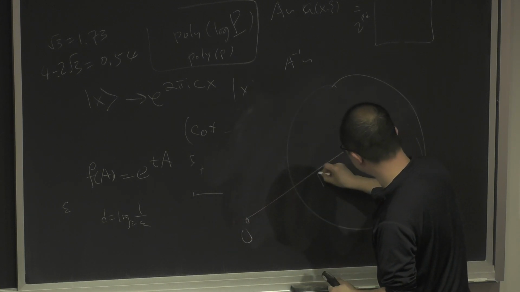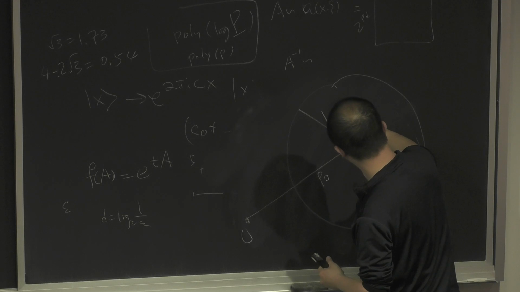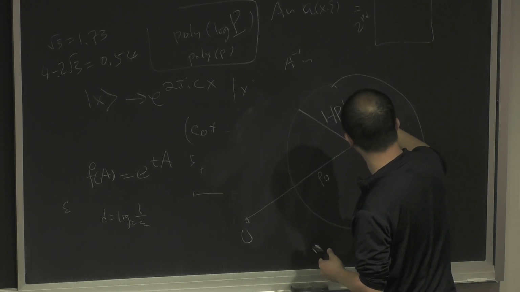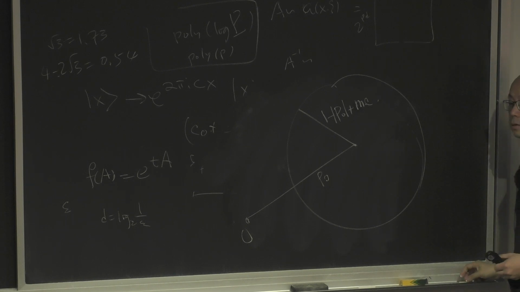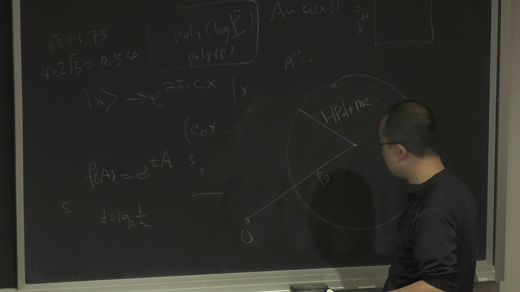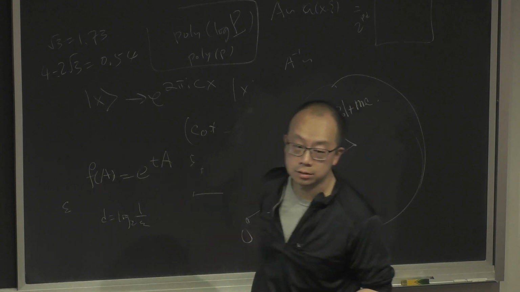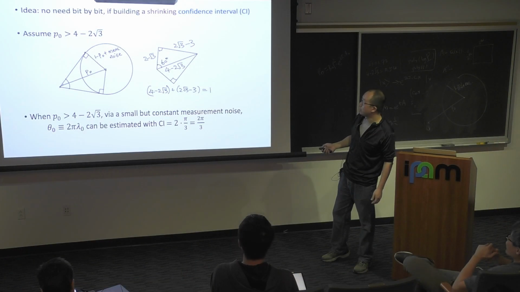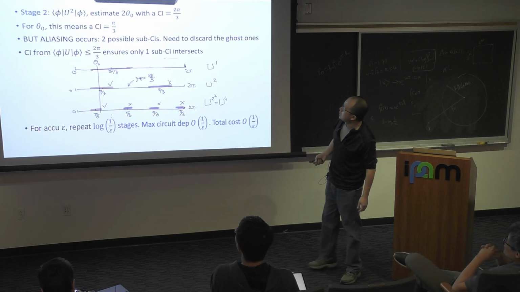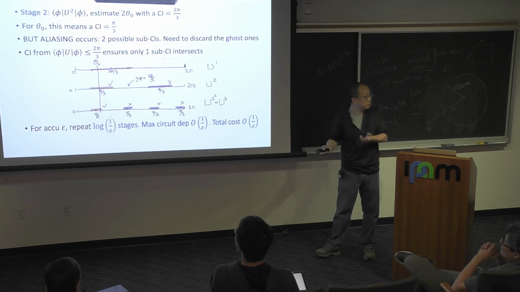So the true diagram is this: this is P naught, and this is 1 minus the absolute value of P naught plus the measurement error. The origin is here, at the bottom left corner. The absolute value was missing, which screws up a lot of things. Anyway, now we have a confidence interval of 2 pi over 3.